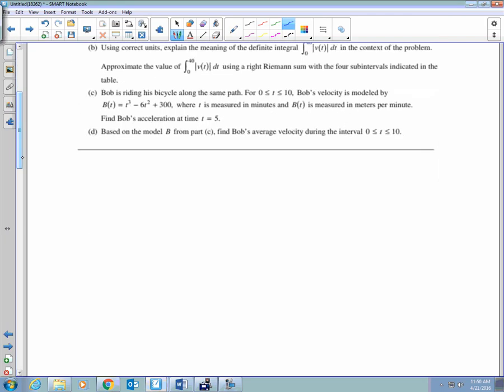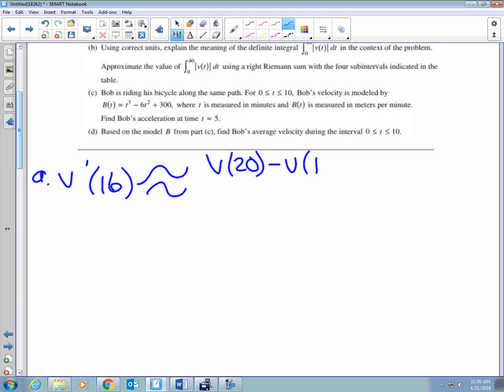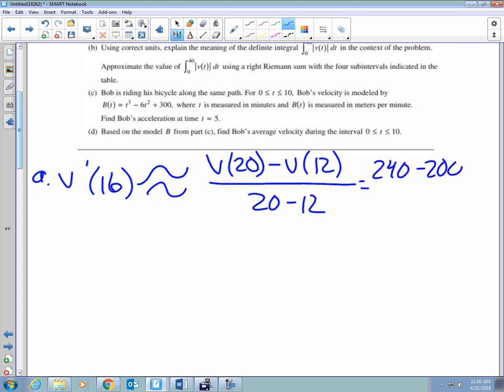If you want to know v prime of 16, it's approximately equal to v of 20 minus v of 12 divided by 20 minus 12, because the derivative is slope. We can't find the exact derivative because we don't have a function, but we have a table that we could use to estimate it. Kyle says take 240 minus 200 over 8, and I get 5.